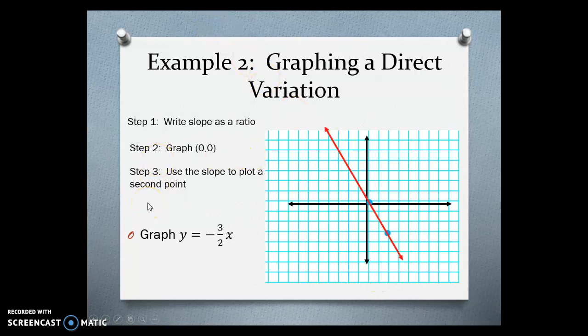Now what I'd like you to try is this one. Kind of follow these steps, pause this video, follow these steps. We're going to write the slope as a ratio, so you're going to make this 3 over 1. You're going to plot 0, 0. And then you're going to use 3 over 1 to make another point and connect your dots.